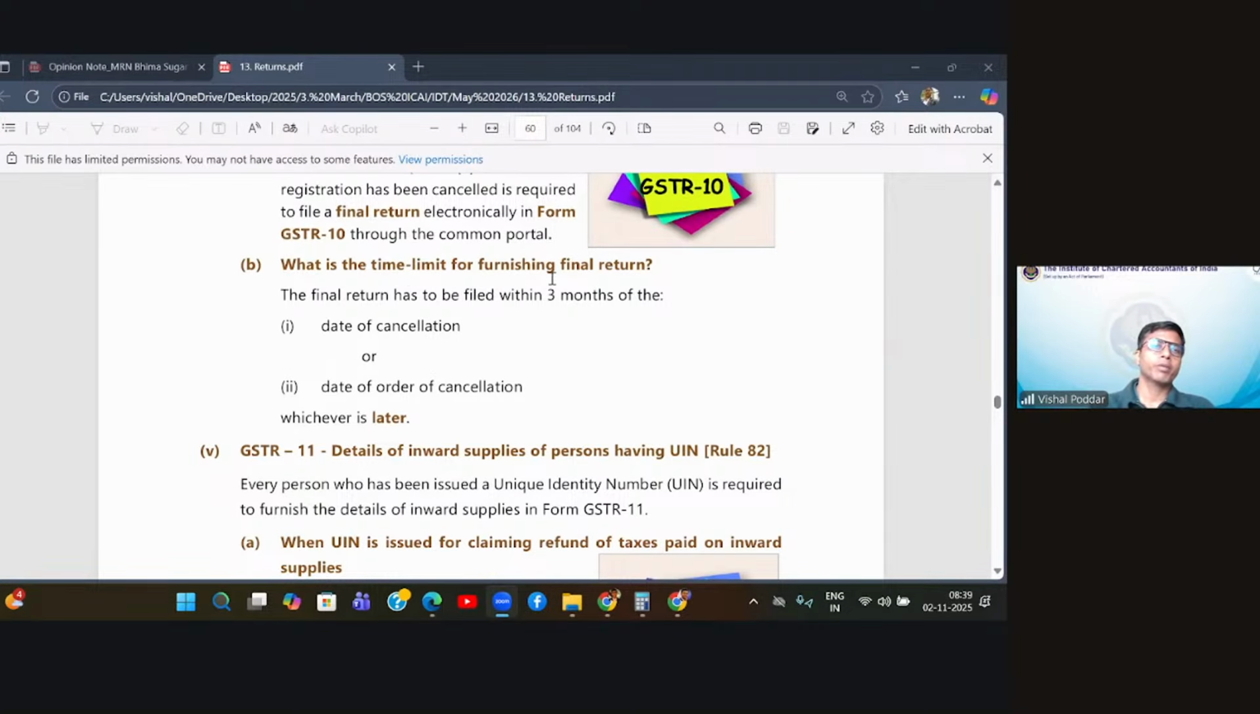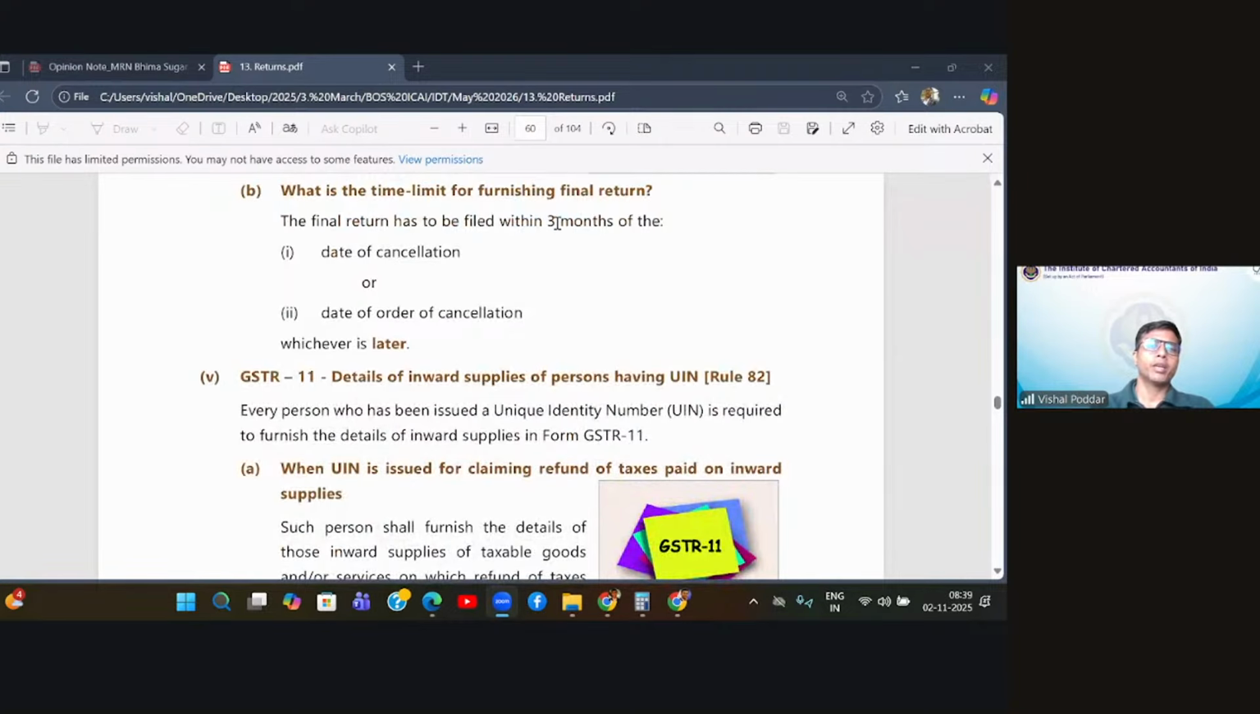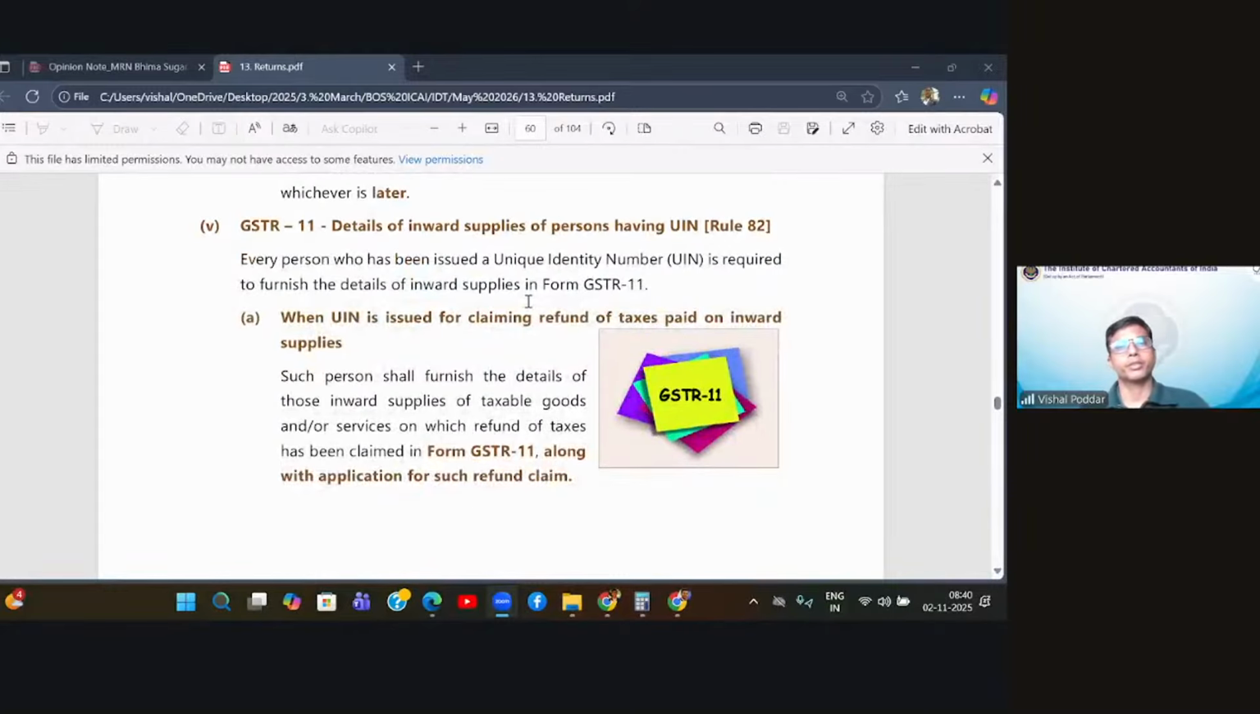Now, what is the timeline given for furnishing this? The final return has to be filed within 3 months from the date of cancellation or the date of order of cancellation, whichever is later. Now, what is the difference? The difference is where the officer does it, it is at their end, and where you have applied, it is the date of order of cancellation.